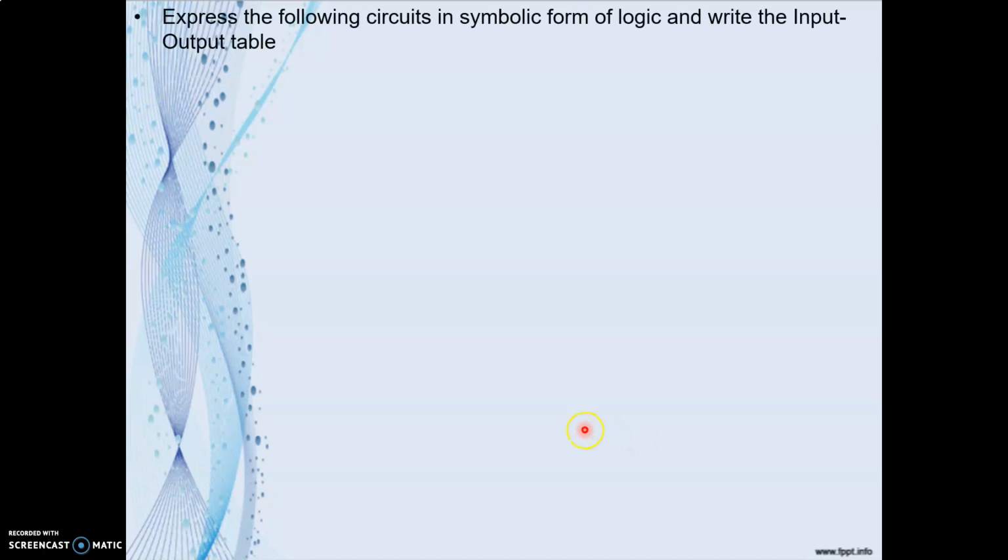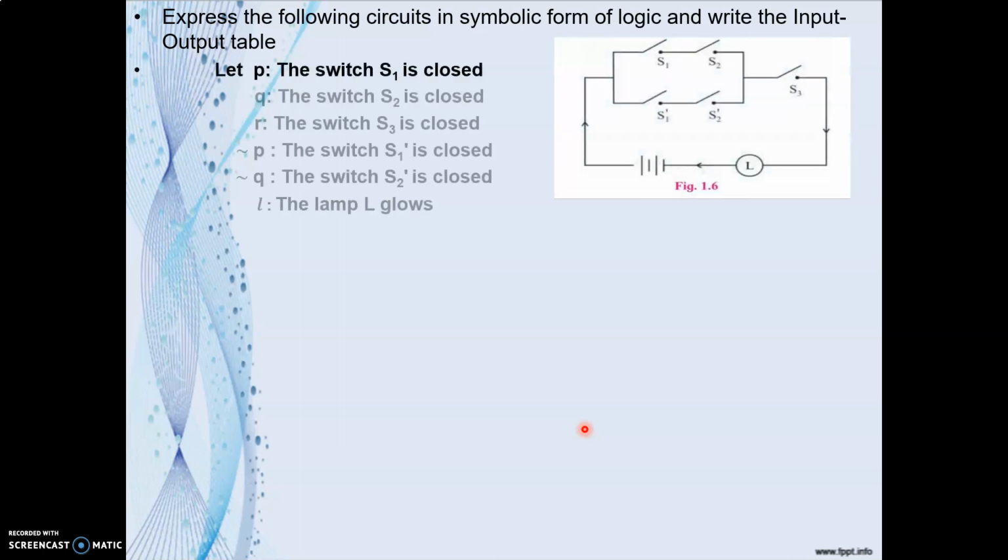The next example is: express the following circuits in symbolic form of logic and write the input output table of this. This is figure 1.6, and here it is S1, S2, S1 dash, S2 dash, and S3. So S1, S2, S3 are present, which means P, Q, R you have to write. Then S1, S1 dash are complementary switches, S2, S2 dash are complementary switches. So negation P, negation Q you have to write, and L.